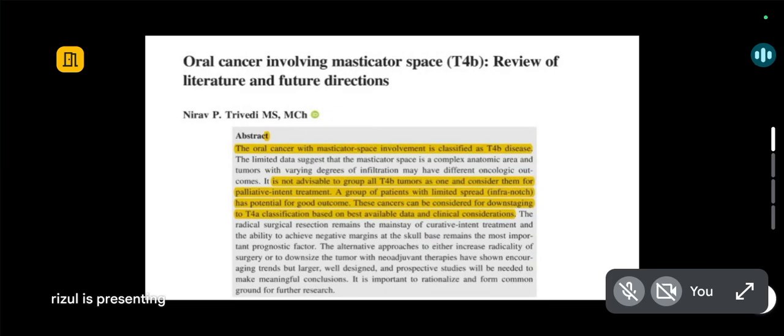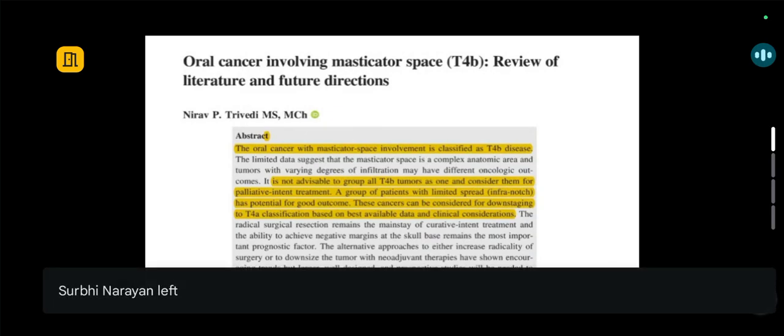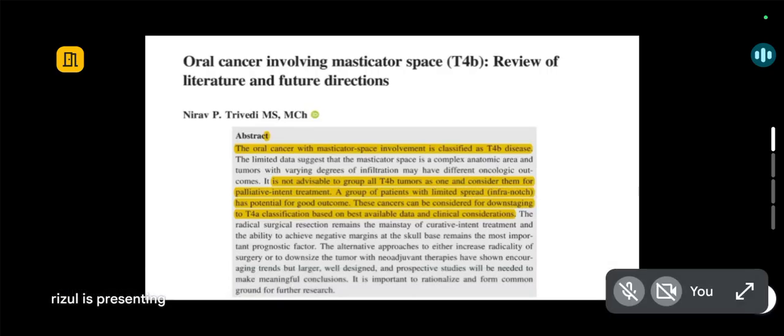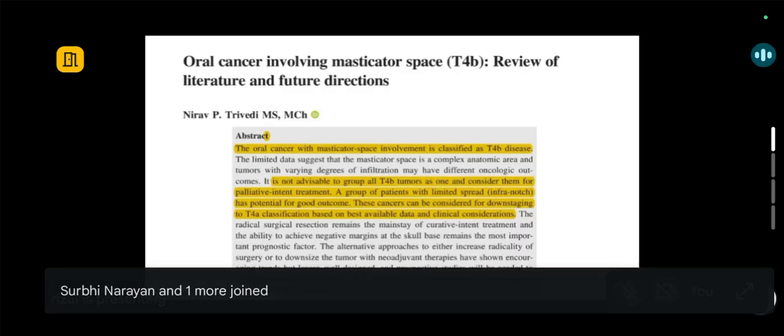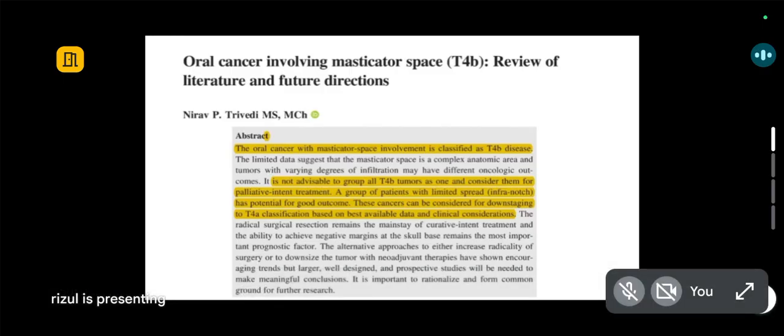So there is one paper by Trivedi et al. that shows the involvement of the masticator space, T4B. In the paper they have mentioned that it's not advisable for all T4B lesions that we always go for palliative treatment only. Sometimes even in T4B we can go with surgery, depending upon the involvement of the disease with limited spread.